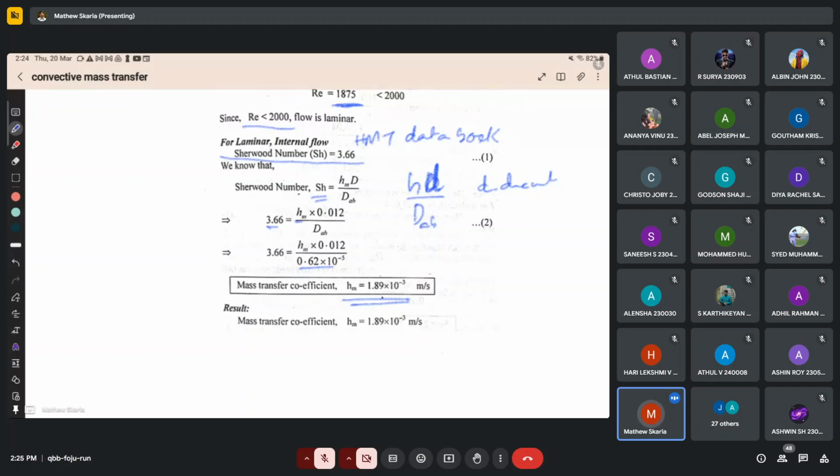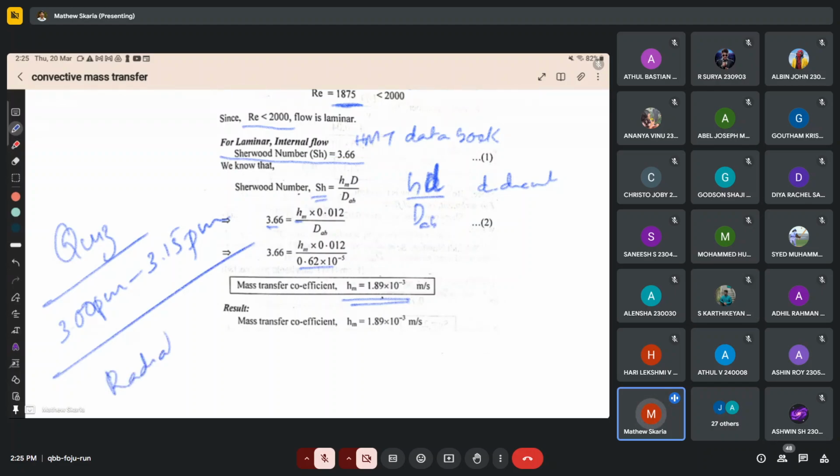Another thing is I have posted a quiz also. There are 10 multiple choice questions, and the time is 3 to 3:15 p.m. So kindly attempt that also. It is based on radiation, 10 questions. We can finish it within 5 or 10 minutes.